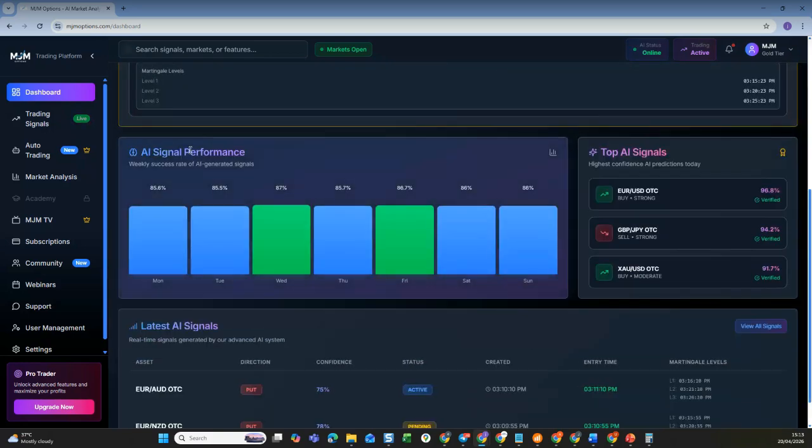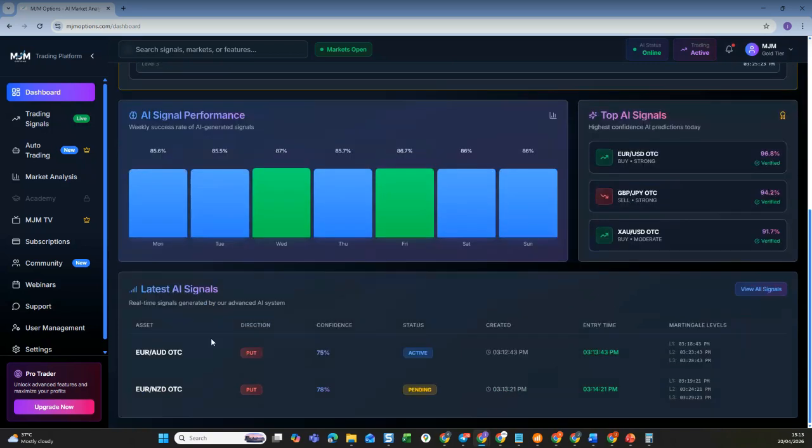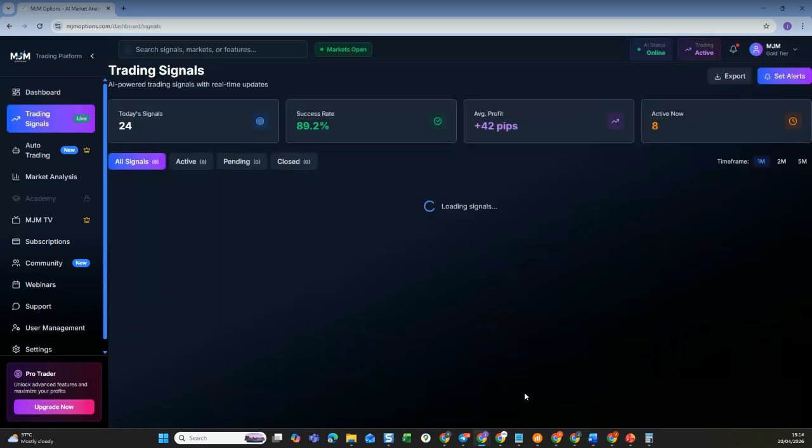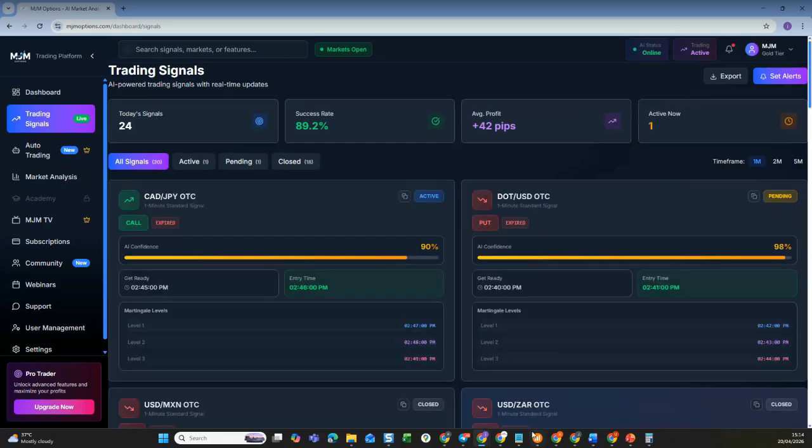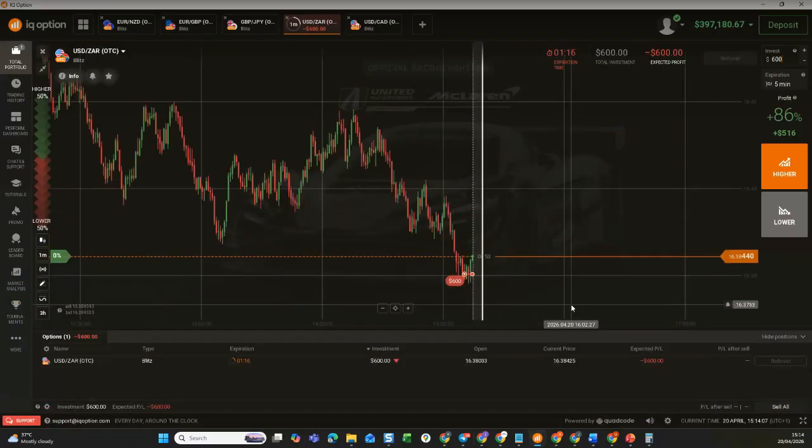So the next thing we have here is the AI signal performance for the last 1 week. Here we have the top AI signals. Here we also have the latest AI signal. This is like a notification bar for signals. Here we have trading signals. Let me check how many minutes. Okay.